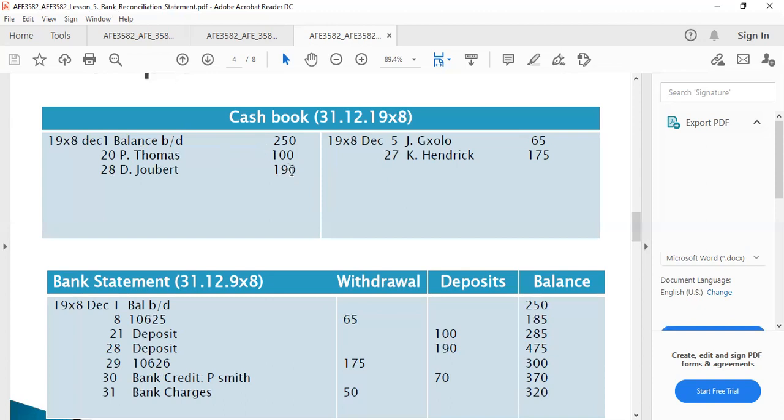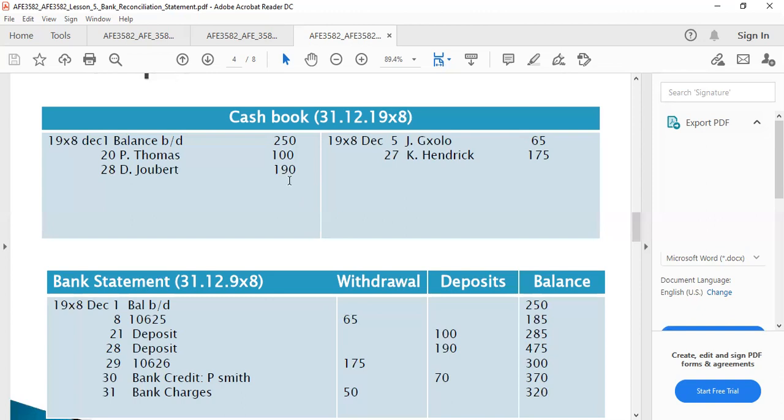$190 in our cash book, and we also have 190 in our bank statement. Do you understand? Okay. Now looking at this, we have a $70 in our bank statement, but it is not appearing in the cash book, ne? So we'll need to update our cash book by adding that $70. Do you understand?